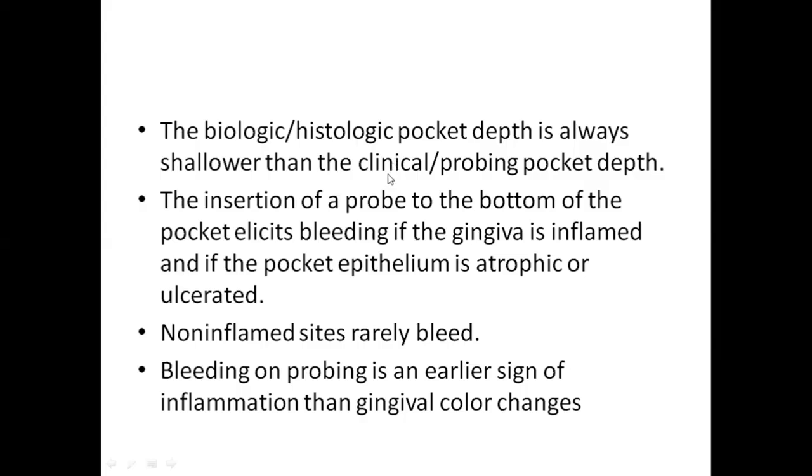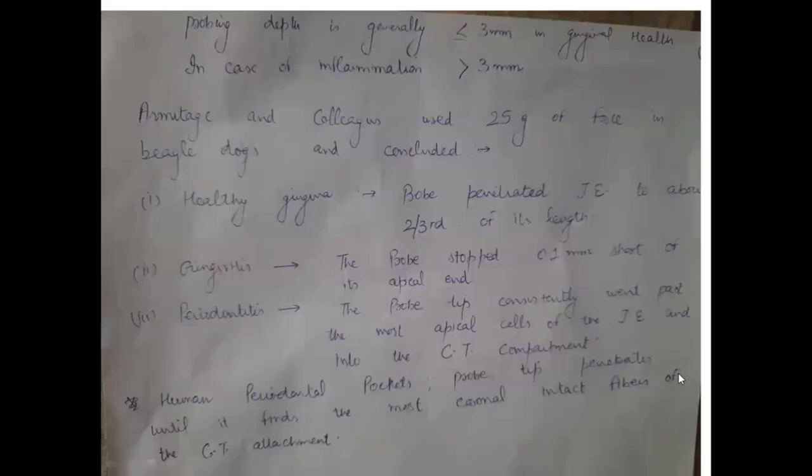Now, the insertion of a probe to the bottom of the pocket elicits bleeding if the gingiva is inflamed and if the pocket epithelium is atrophic or ulcerated. Non-inflamed sites rarely bleed. Bleeding on probing is an earlier sign of inflammation than the color changes. This all of us know. Now, probing depth is generally less than 3 mm in gingival health, but in case of inflammation, it can be more than 3 mm.